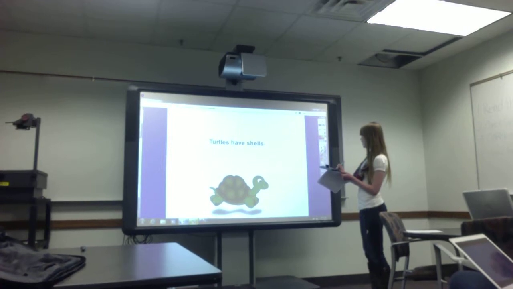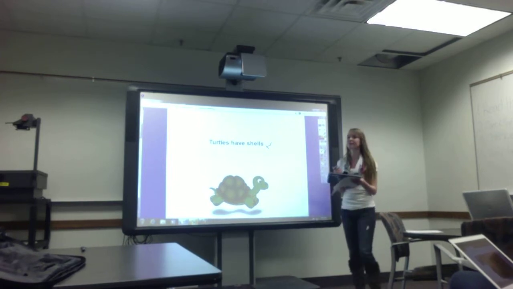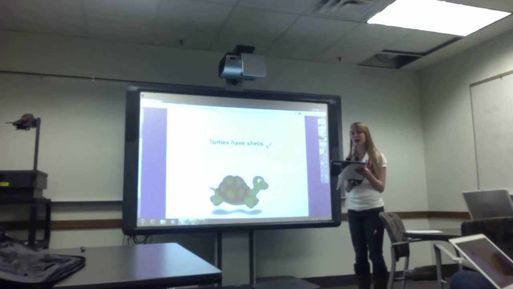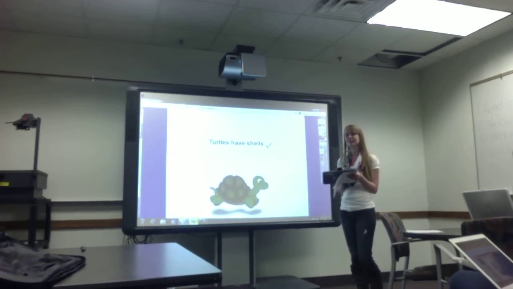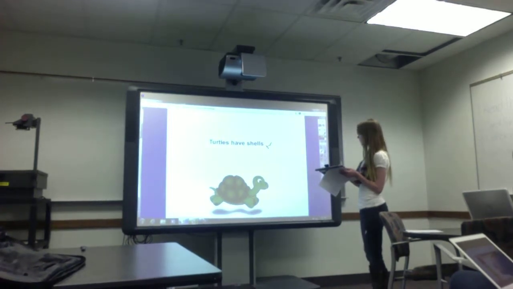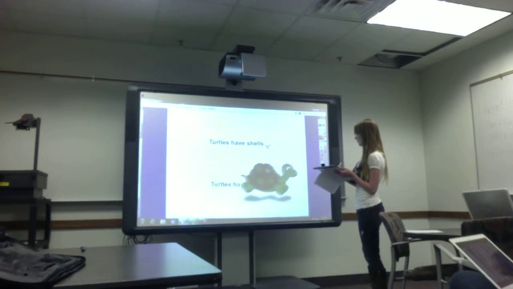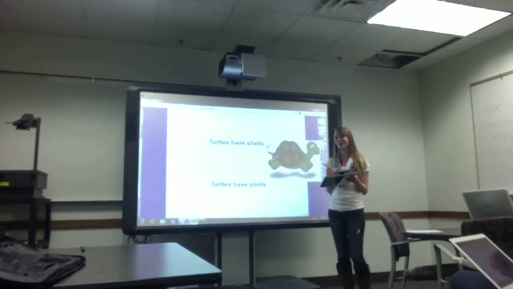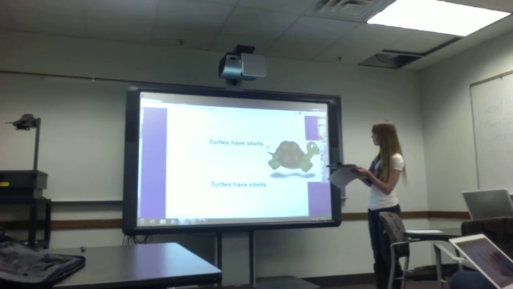So let's see what that looks like. There's the X. Now, Katie, what would you do for the fourth step? I would rewrite the sentence to make it right. That's right. So what would the sentence look like? Turtles have shells with a period at the end. Good job. So it would look like this. Okay. That was on a worksheet, just so you know. This is the first sentence on the worksheet.